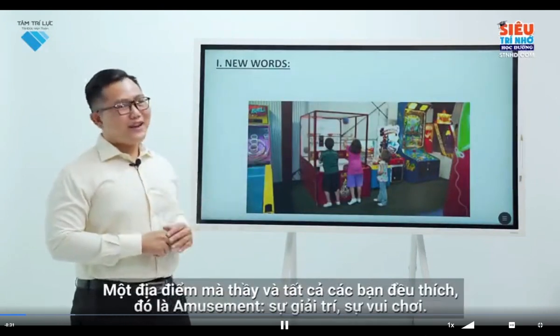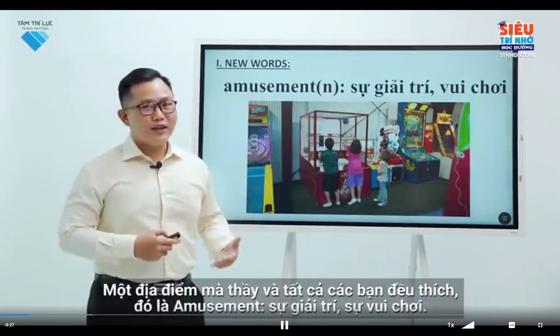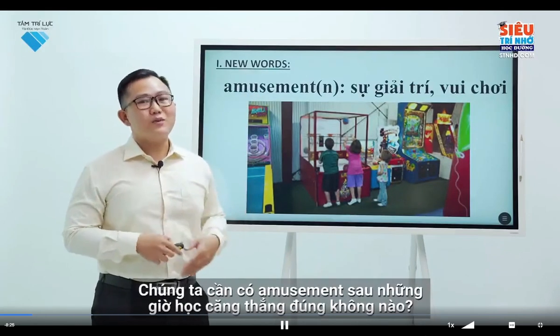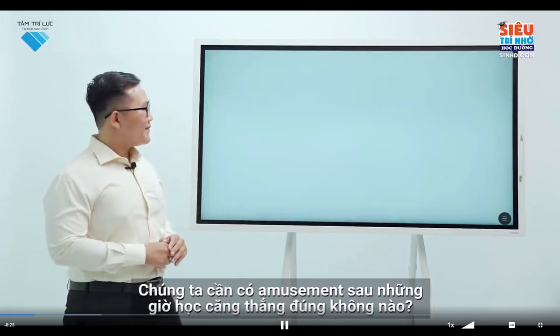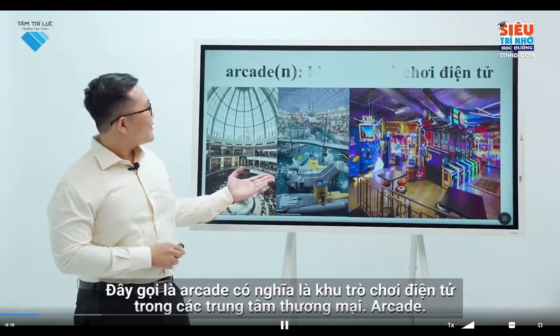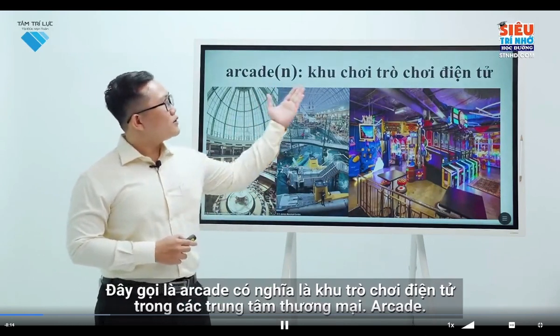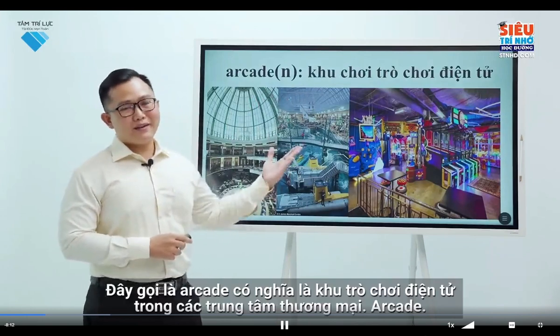Amusement. Amusement is the feeling when you enjoy something that is funny or fun. We need to have amusement after stressful lessons, right? This is an arcade. A place where you can play games on machines using coins.